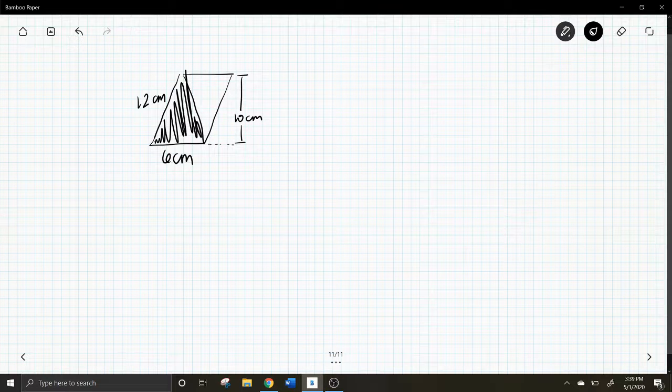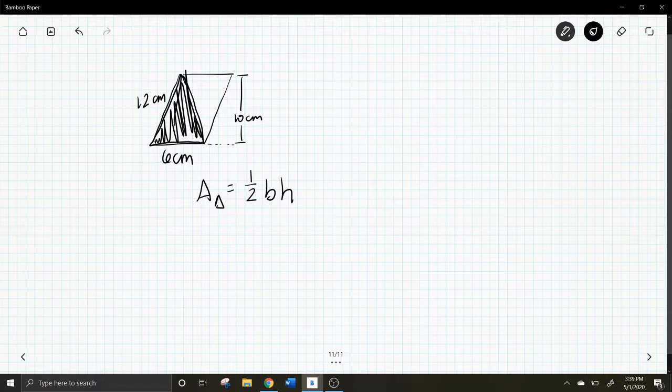So this says, what is the area of the shaded part of the parallelogram? So you don't even need to know the area of the whole parallelogram, just the shaded part. And you'll notice that the shaded part makes a triangle. So you need to remember the area of a triangle is 1/2 base times height.